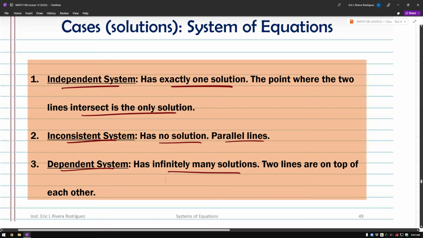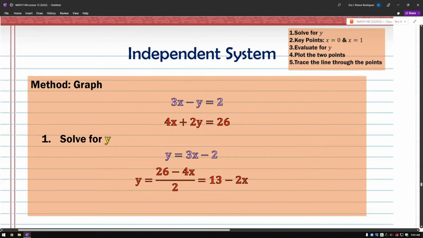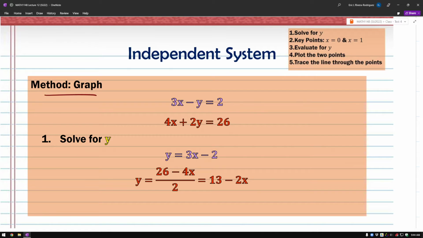Okay, so let's practice now how to solve an independent system using the graph method. The first thing is to solve for y. This is more a recommendation, but if we are going to graph, we are used to having y on the left side, and then the rest of the equation with the x variable on the right side. So that is why we want to solve for y first.